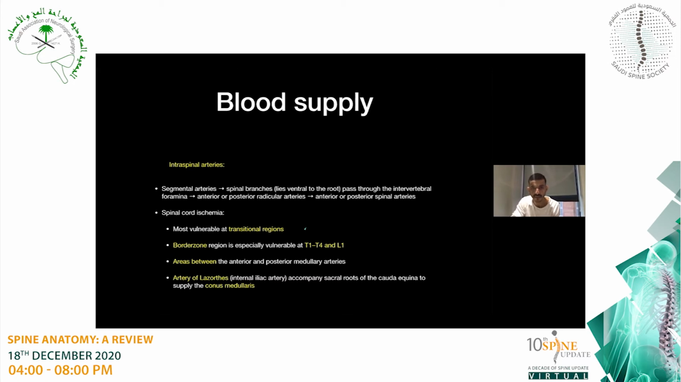Majority is, for example, for the anterior spinal artery, only 7 or 8 branches. For the posterior spinal artery, it's around 12 to 13. So that's why some areas will be vulnerable, where there's a transitional region or border zone, there's less blood supply, especially between T1 and T4. An area there will be between the anterior and posterior medullary artery. As you know, the anterior spinal artery supplies 2/3 of the spinal cord, posterior spinal artery supplies 1/3. So there will be a watershed area.